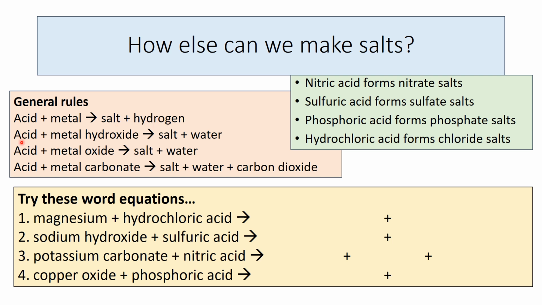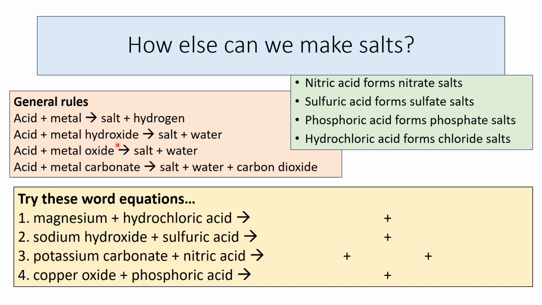The next two are very, very similar. An acid and a metal hydroxide makes a salt and water, and an acid plus a metal oxide makes a salt and water. In both of these cases, the products are a salt and water. These two substances here are classed as bases, metal hydroxides and metal oxides.